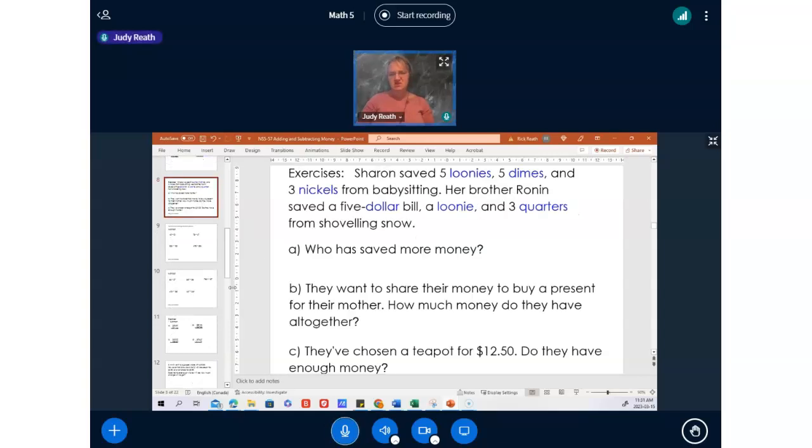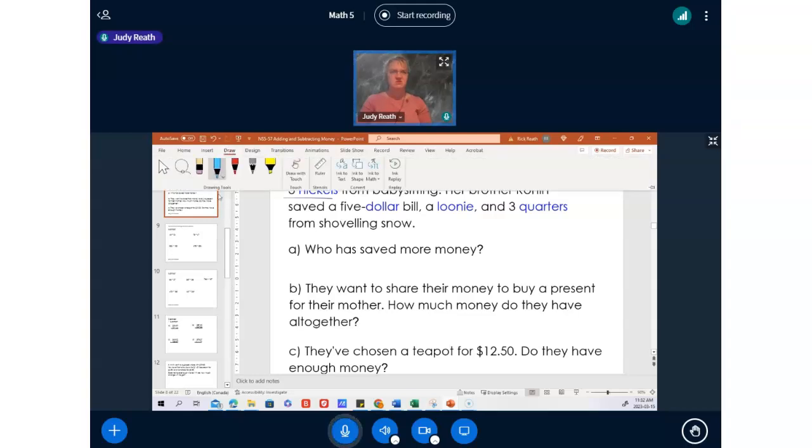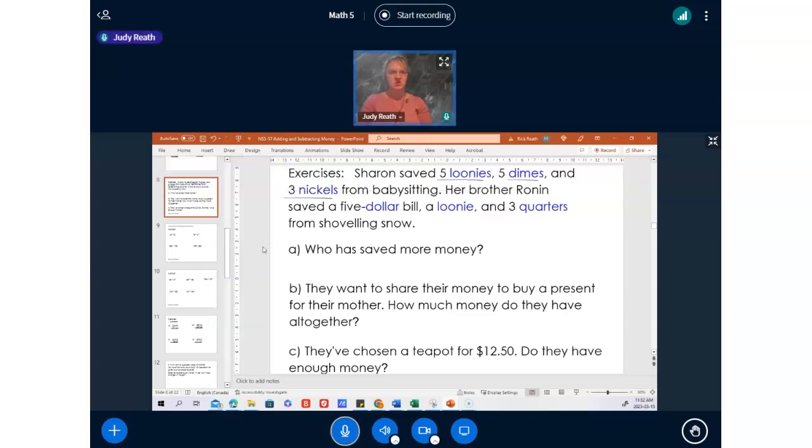You will see now they will put all this information together into problems that are supposed to be like everyday sort of things. So here's one example. Sharon saved 5 loonies, 5 dimes, and 3 nickels from babysitting. I'm going to change colors because we've got a different person now. It says her brother Ronan saved a $5 bill, a loonie, and 3 quarters from shoveling snow. Who has saved more money?